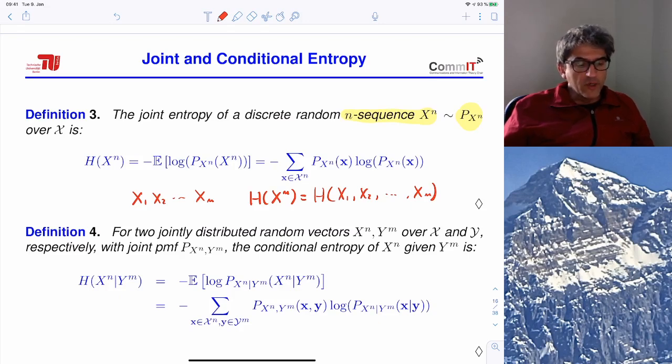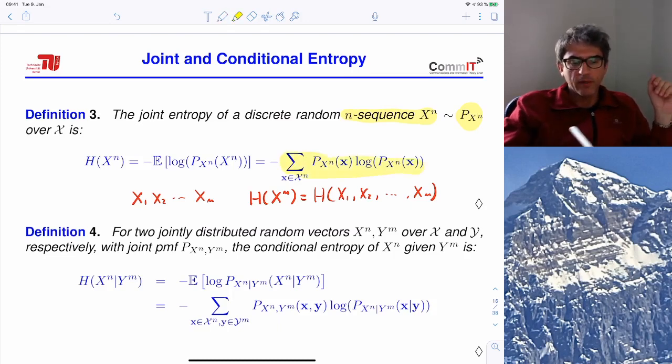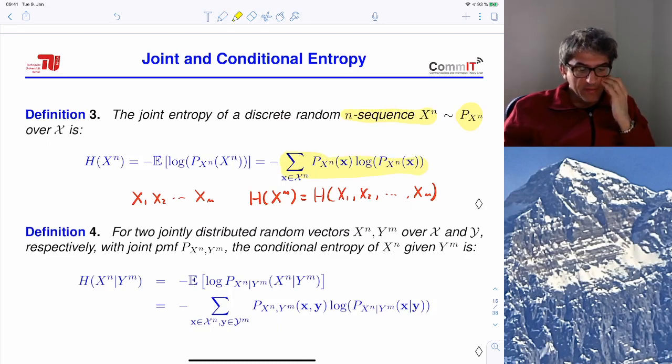And the definition is exactly the same: it is the expectation of minus logarithm of the joint PMF calculated in the random vector. Explicitly, you get this formula, which is exactly the generalization of the formula we have seen before.